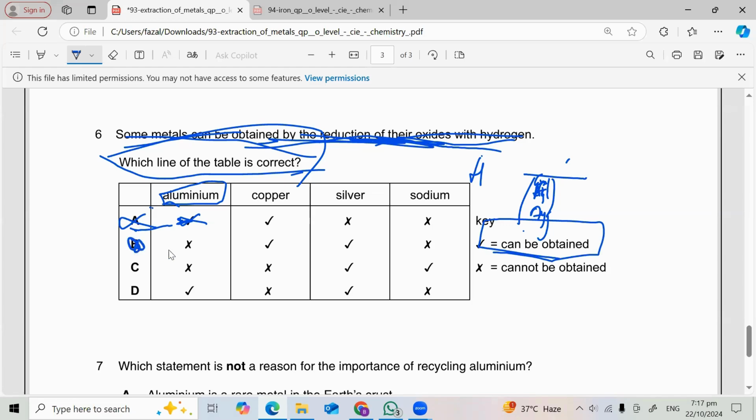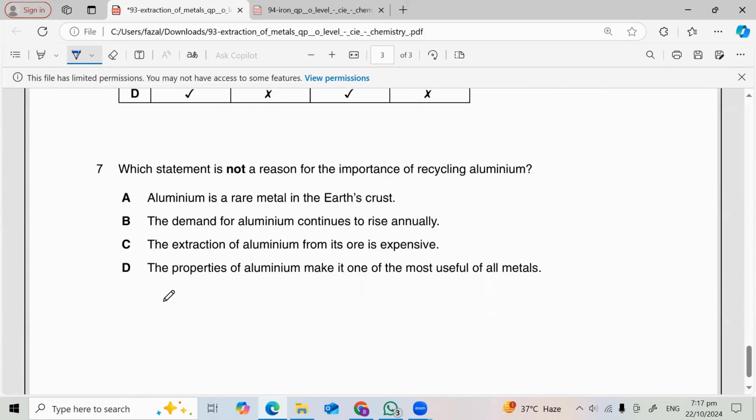Now if we look at B, aluminium, yes, it cannot be obtained. Now let's see copper. Copper can be obtained. Okay, silver can also be obtained, and sodium cannot be obtained. So B is the correct answer to this. Now let's go to question number 7. Which statement is not a reason for the importance of recycling aluminium?